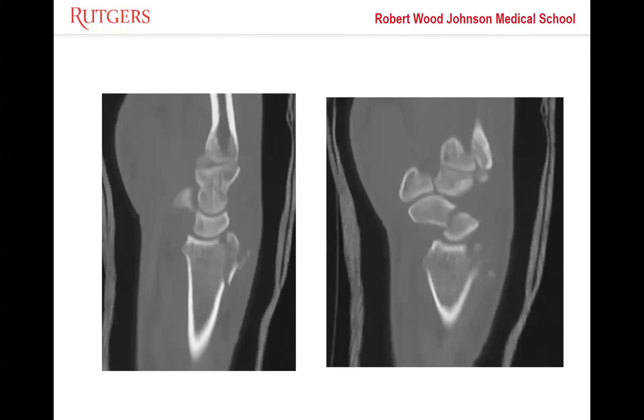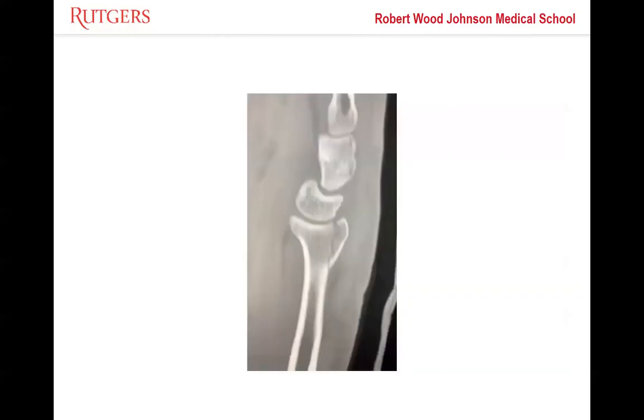All right, so we got a CT. So, Jim, what do you think on the CT? These are 2 different lateral cuts. Show you one more view of the CAT scan. So what do you want to do now? Does he go in the cast or does he get surgery?